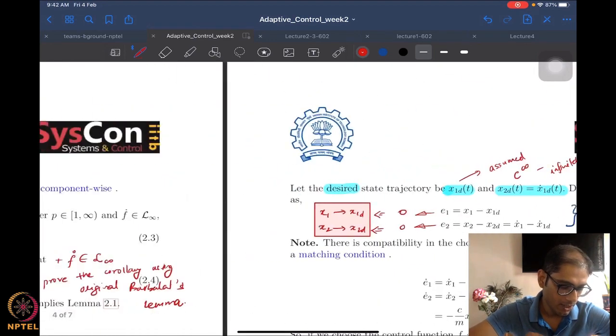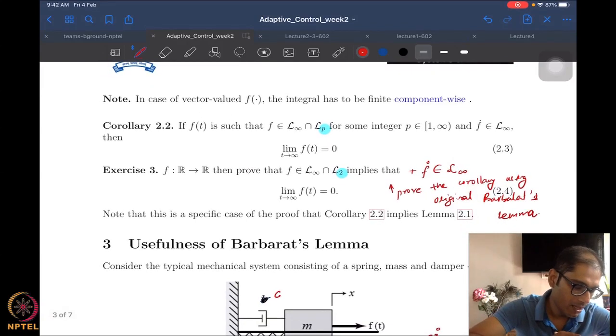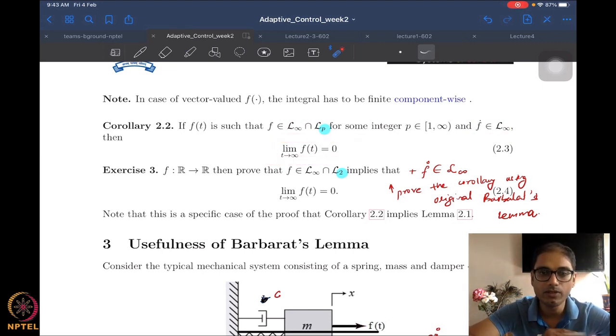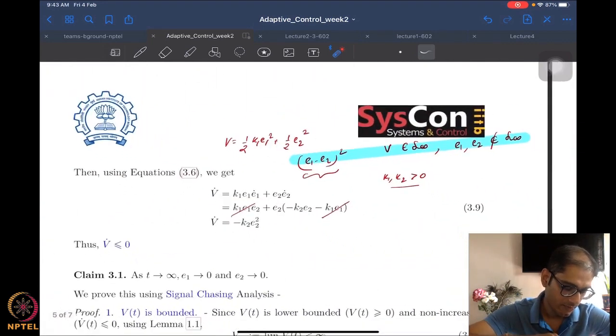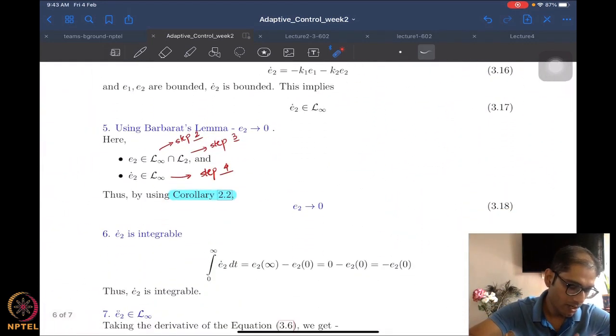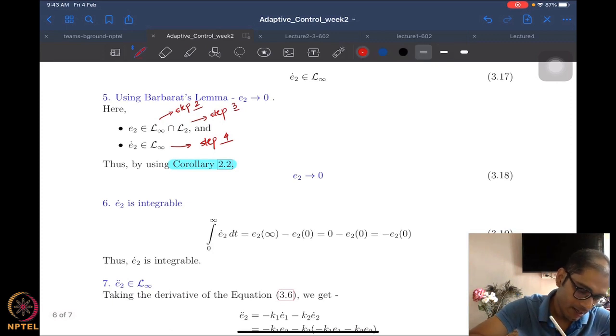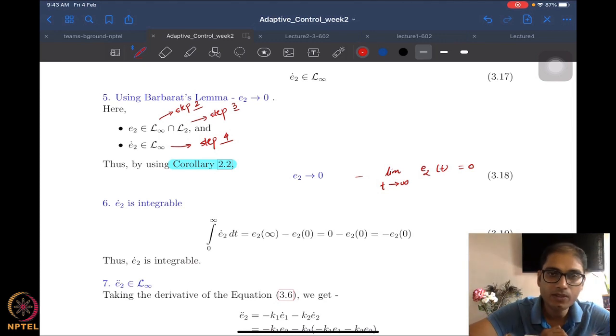Let's go back again and look at the corollary just to remind ourselves. If a function is in L infinity and some Lp, and further, if the derivative is in L infinity, then the function itself goes to zero as t goes to infinity. Okay, great. So therefore, we have proved that the limit as t goes to infinity of e2 of t is exactly zero. So we have completed one part of the proof.